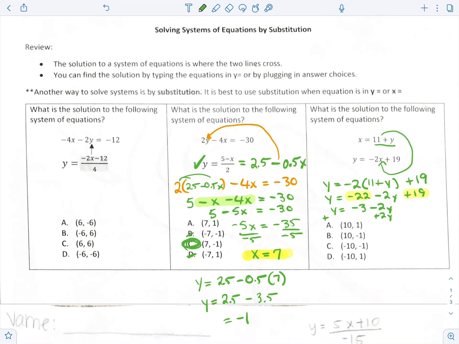Add 2y to each side, and we're left with 3y equals negative 3. If we divide by 3, we get that y is negative 1. Since we know our y is negative 1, we can go ahead and cancel out A and D for our answer choices. And how do we determine what our x might be? Don't forget, the first equation was x equals 11 plus y. So x is 11 plus negative 1, which is a positive 10. So our answer is B.